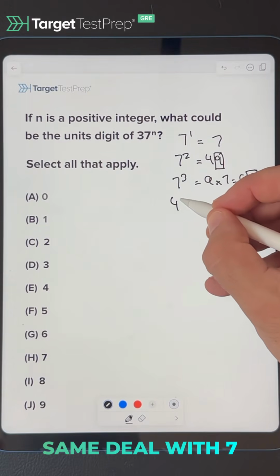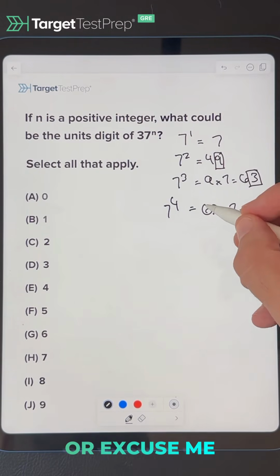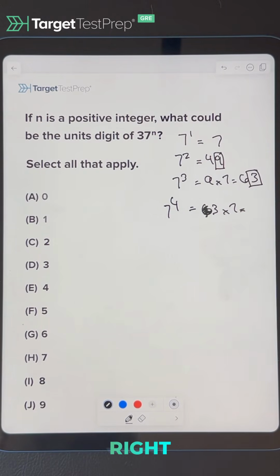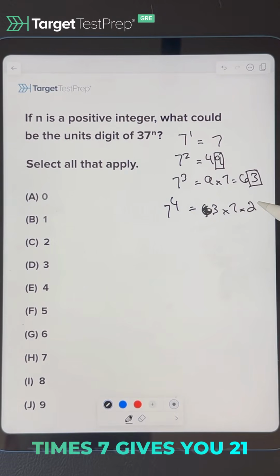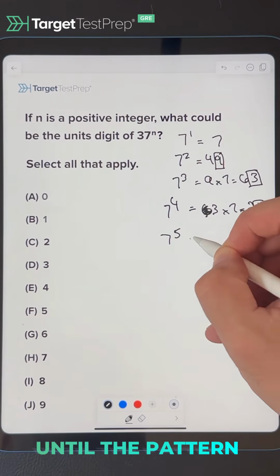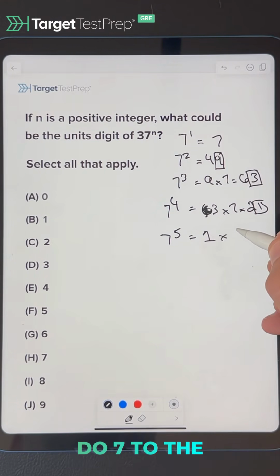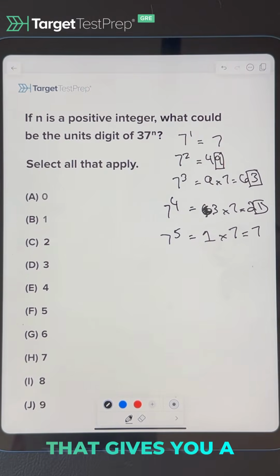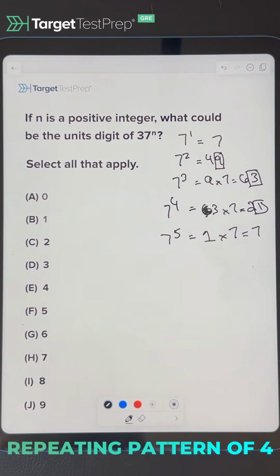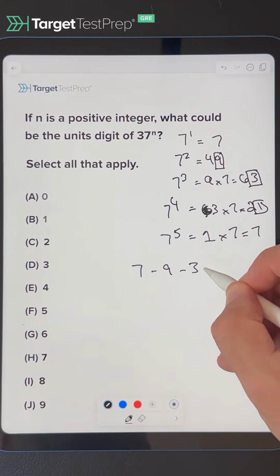Same deal with 7 to the 4. We're just going to use the 3, right? Times 7 gives you 21. There's the units digit. And you keep going until the pattern finishes. Well, check this out. 1 times 7, to do 7 to the 5th power, gives you a units digit of 7. So what we found is we have a repeating pattern of 4. The pattern is simply 7, 9, 3, 1.